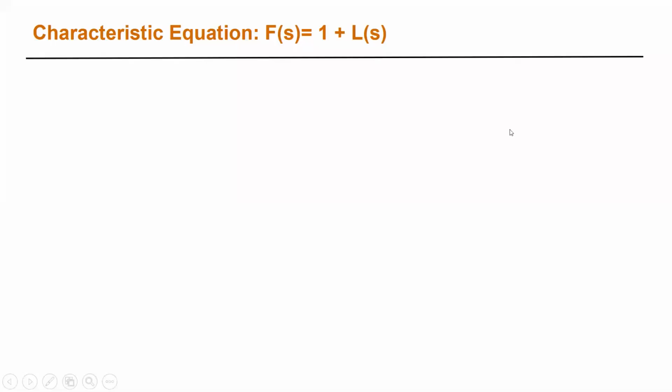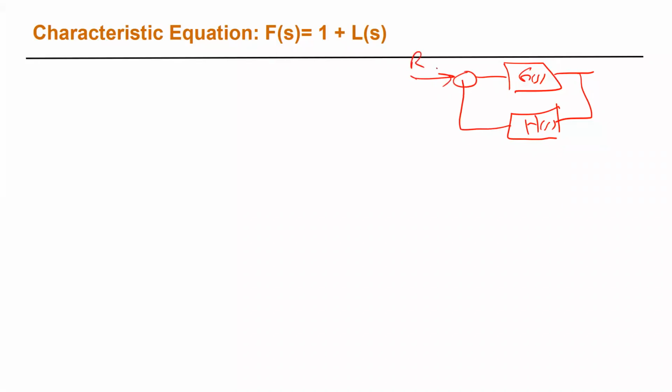Okay, so basically in Nyquist, what we have said, we have the characteristic equation. We would like to determine from Nyquist how many zeros of the characteristic equation will be on the right half plane. So if I have a feedback system, G of S, H of S, this is R and this is Y.